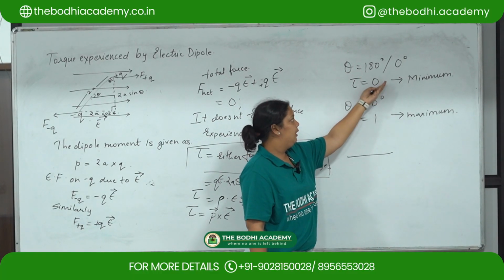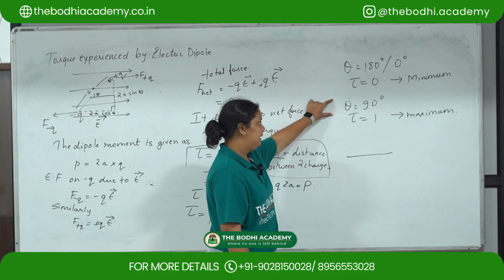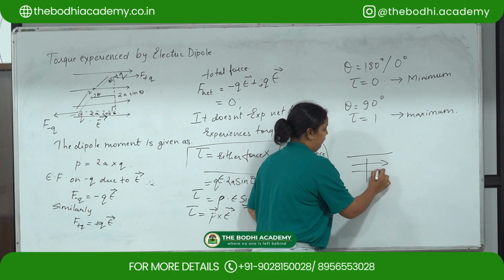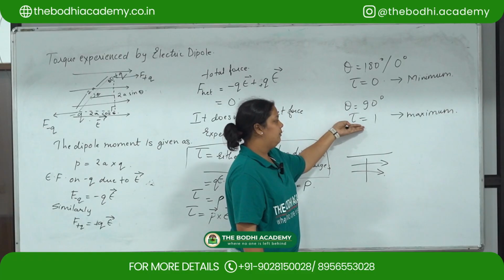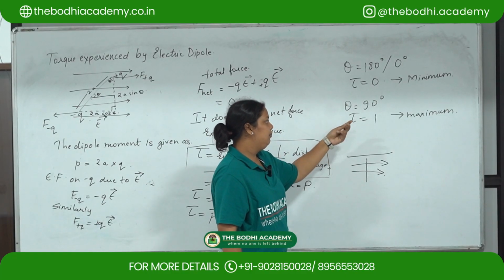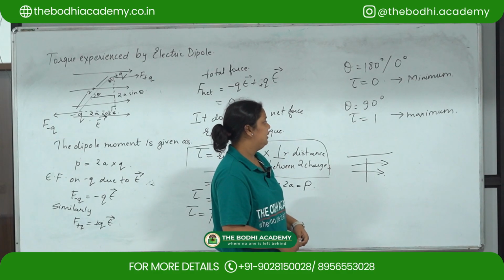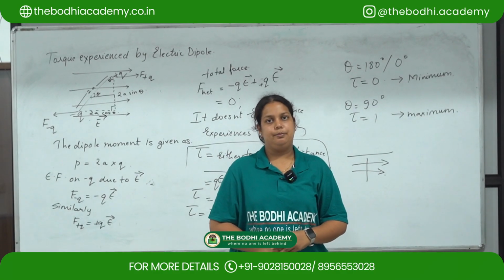So the torque experienced will be minimum. But when theta is 90 degree, that is when the dipole is perpendicular to the electric field, the sine will be 1, wherein tau will be maximum. So tau will be 1. So maximum torque will be experienced by the dipole. So that's it with the question.